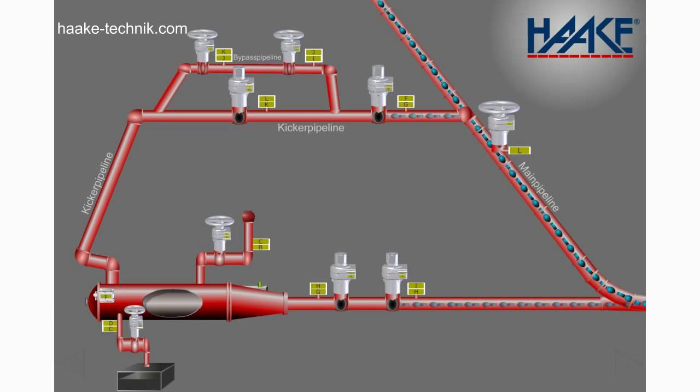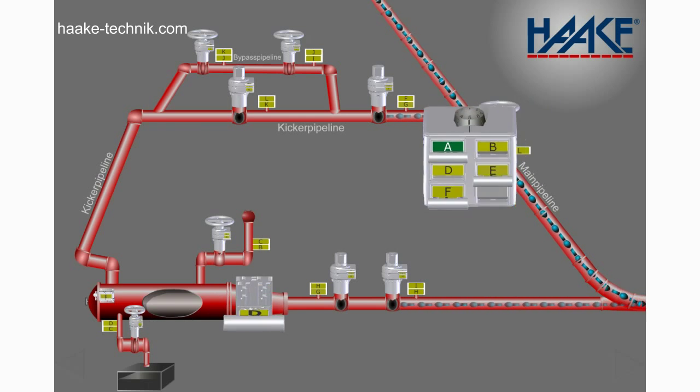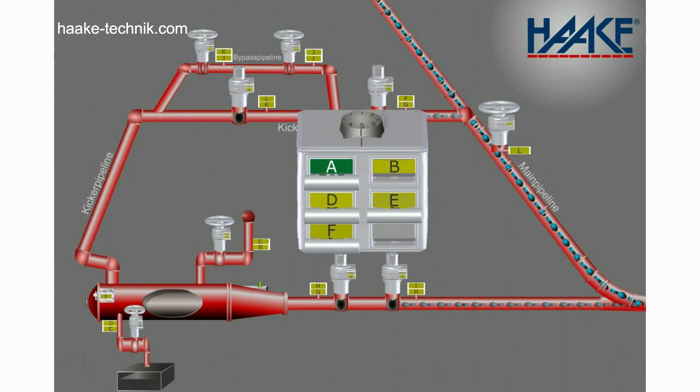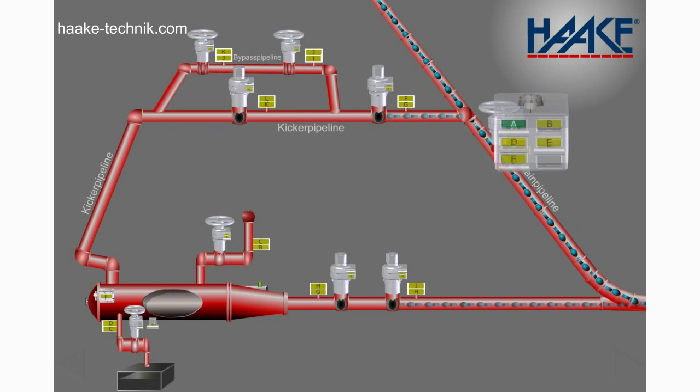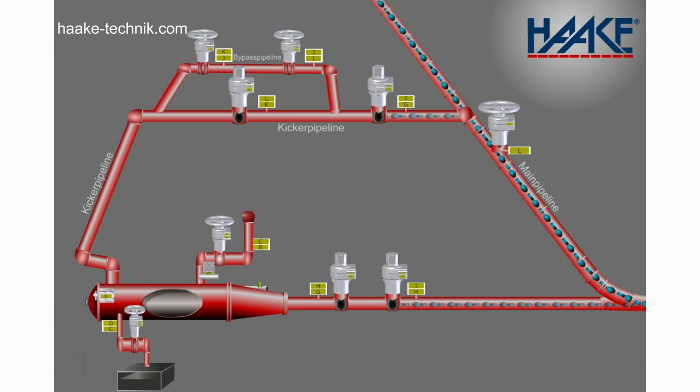Key D becomes free and must be moved to the SCU to confirm that the system has been vented and emptied. Key D is once again inserted into the SCU. The induction regulator is set to position 6. Then key D is removed from the SCU and key B can be moved back to the SCU via the valve interlocking systems CD and BC.